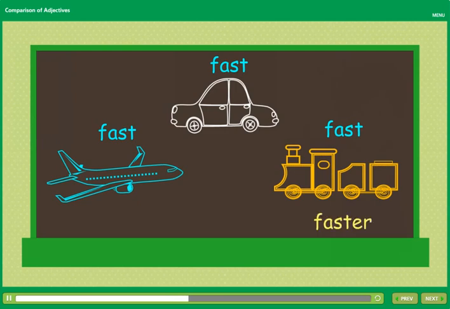When we want to compare two things, we add er to the word. But what if we want to compare more than two things? When we want to compare more than two things, then we add est to the word. The car is fast. The train is faster. The plane is the fastest. You can use the words zyada and sabse zyada to explain the concept once.